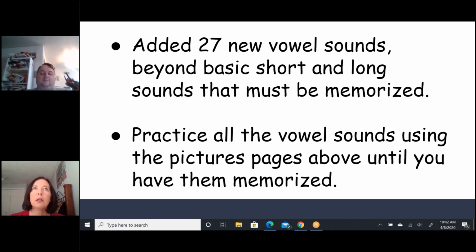This is almost all of the vowel sounds in the English language. There are a few more rare exceptions, but those are things that your brain will just memorize once you've been exposed to them in your reading and you've practiced them enough that way.